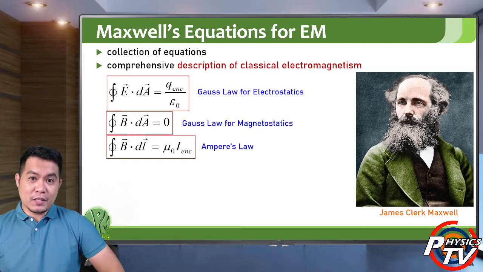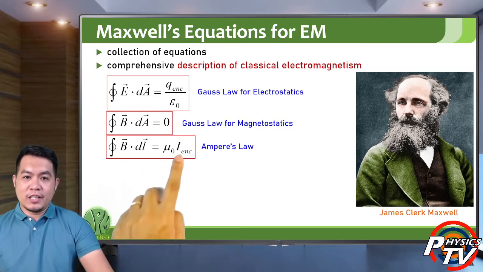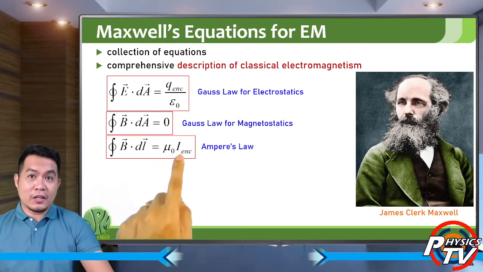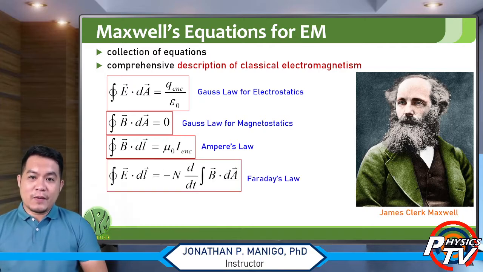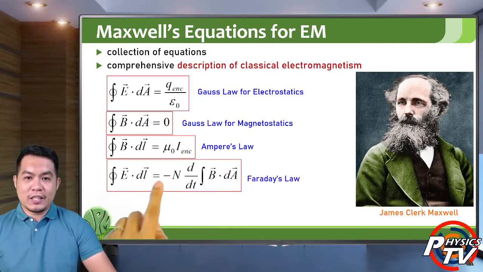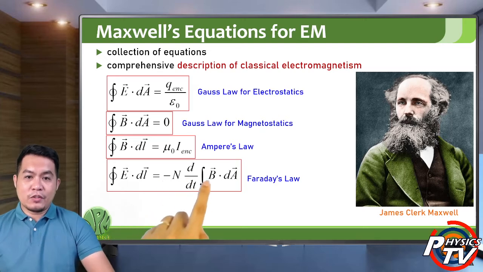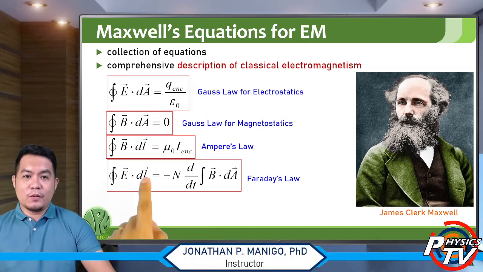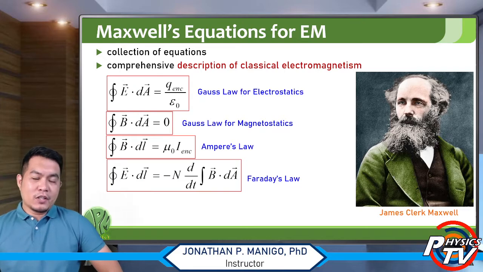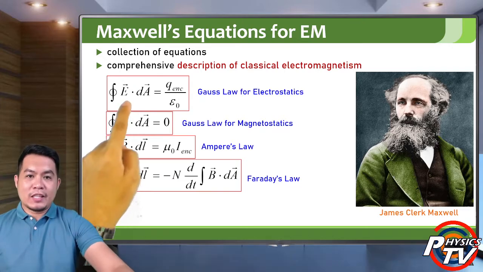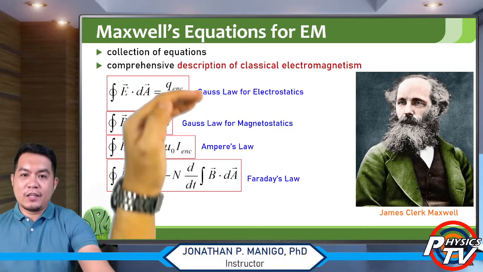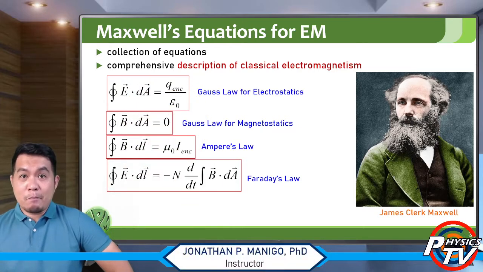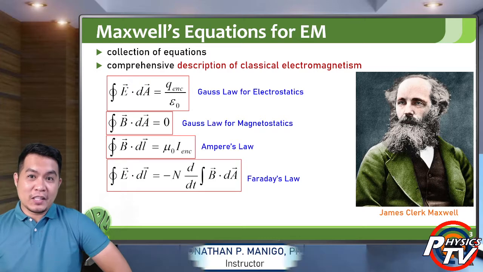Then we have Ampere's law, B dot dL is equal to mu naught I enclosed, an alternative to the law of Biot-Savart. And lastly, we have Faraday's law, which is E dot dL is equal to the negative time rate of change of magnetic flux. So this is the induced EMF. If you notice the pattern, it's E dot dA, B dot dA, B dot dL, and E dot dL. All of these four equations are called Maxwell's equations for electromagnetism.